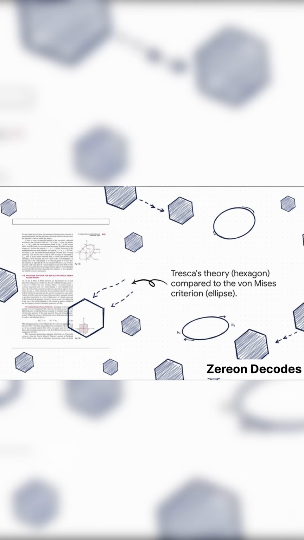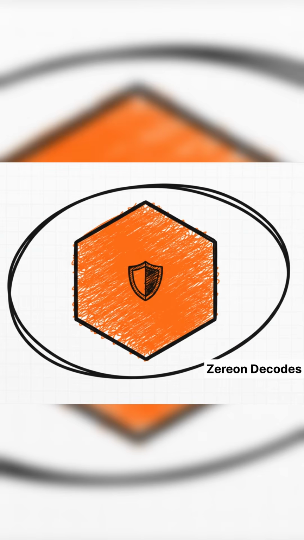Let's see how Tresca's theory stacks up against other models. Tresca's theory is what we call conservative. Its prediction fits inside the others, giving a built-in safety margin. This is absolutely critical for designing things like drive shafts, which get twisted and bent all the time.